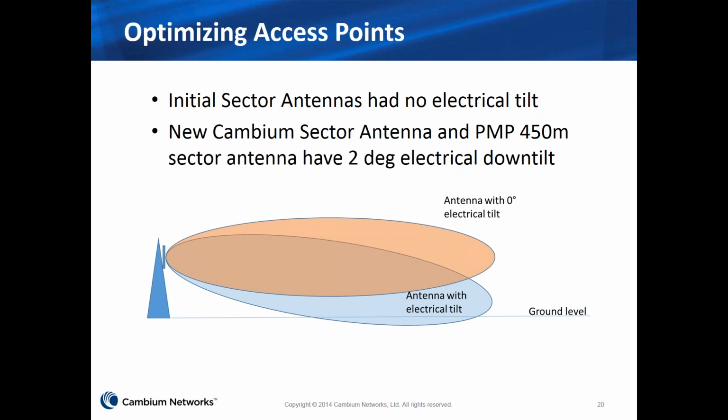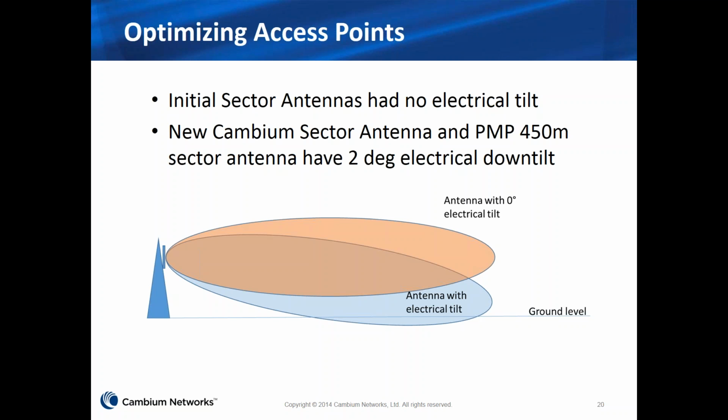The initial sector antennas used for ePMP and PMP 450 didn't include any electrical tilt, which means that the peak of beam was parallel to the ground if the antenna was installed without any mechanical tilt. The new Cambium sector antenna, which has been introduced for ePMP 1000, ePMP 2000 and PMP 450i, as well as the new PMP 450M sector antenna, both have approximately 2-degree electrical down tilt.